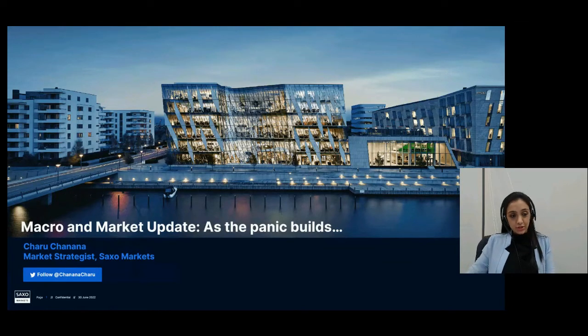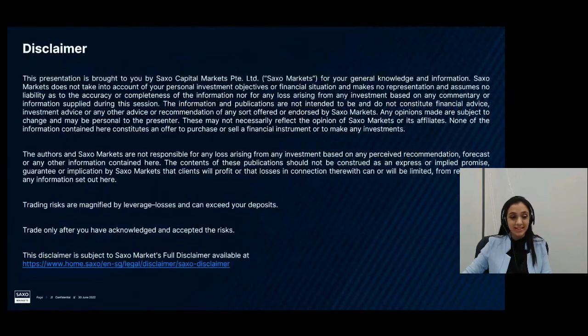Just to introduce the topic in more detail, we think panic is likely to build further from here in the macro space as well as in the markets, particularly, of course, that's more important. We haven't seen the bottom yet in the markets, and H2, the second half of the year, will likely bring more shocks on the macro side and as a result to the markets. And that's why I say as the panic builds.